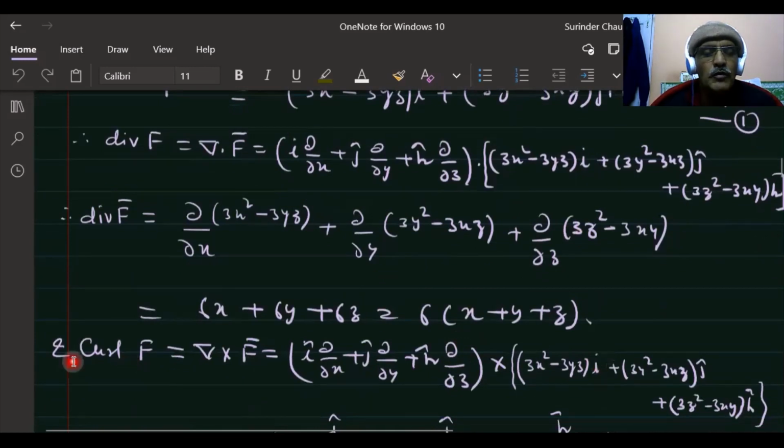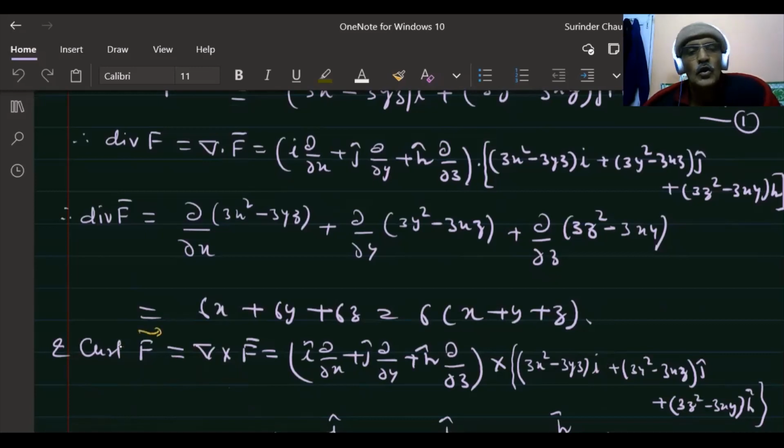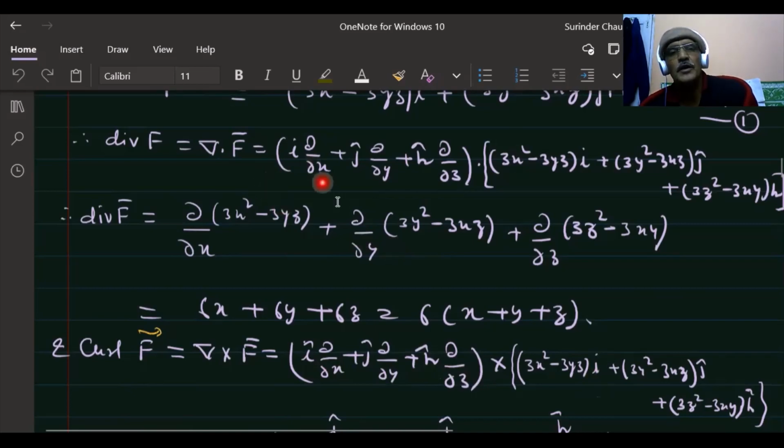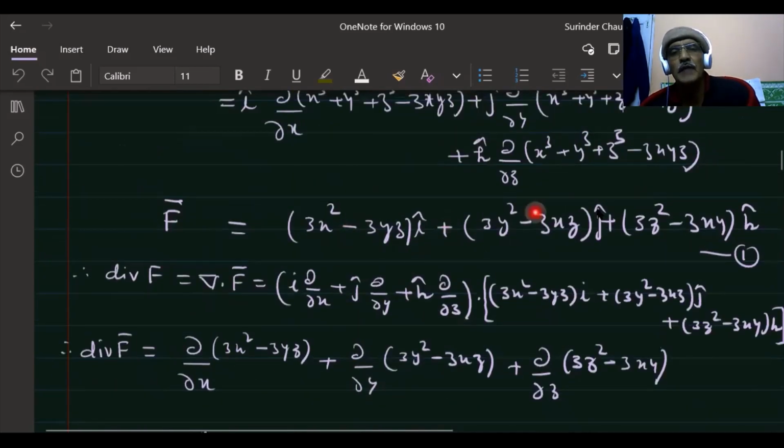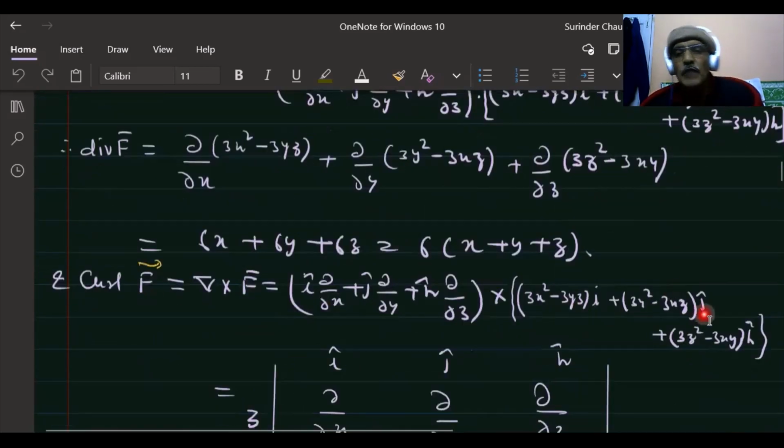Similarly, you find the curl of F. This curl of F vector is equal to del cross F vector. Del is equal to i ∂/∂x plus j ∂/∂y plus k ∂/∂z, cross F vector. Substituting the value.